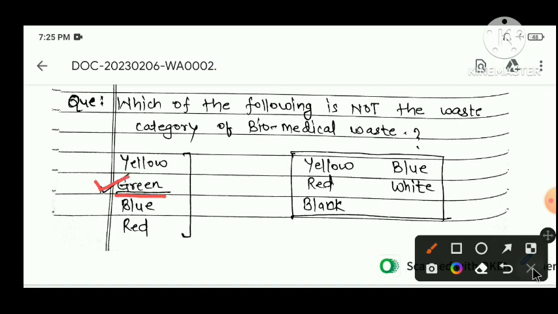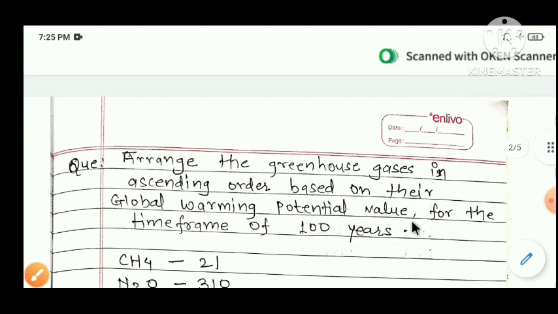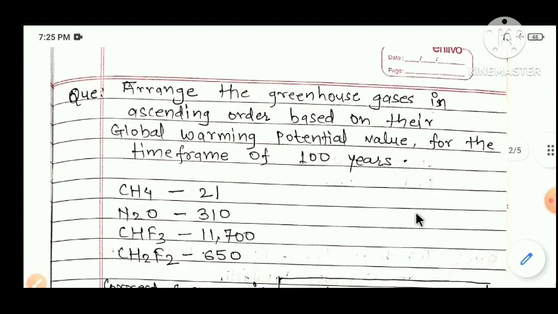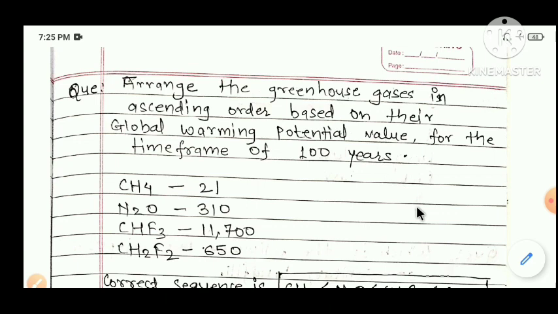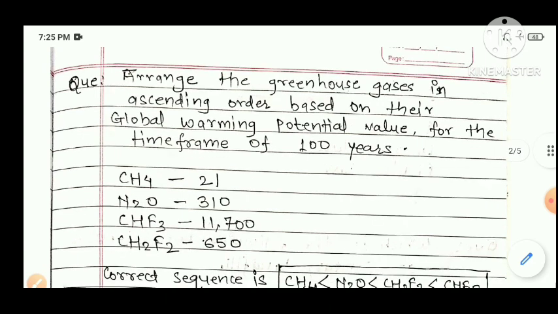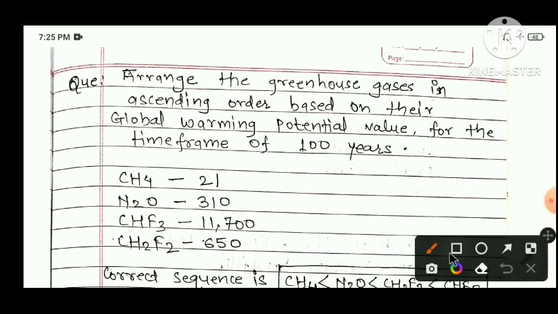Okay, so moving to the next question. Arrange the greenhouse gases in ascending order based on their global warming potential value for the time frame of 100 years. Okay, very interesting question, huh? What you have to do is arrange the greenhouse gases in ascending order based on what? Based on the global warming potential value. Also, the time frame is given as 100 years.